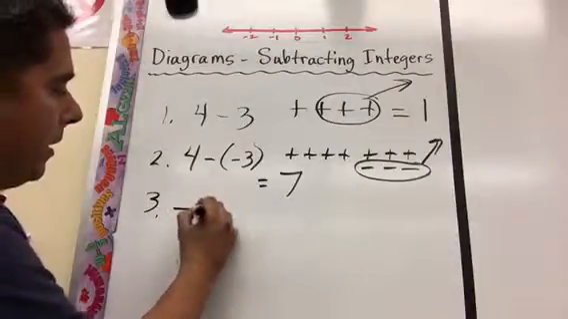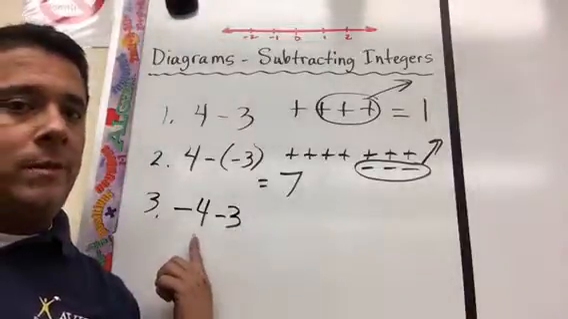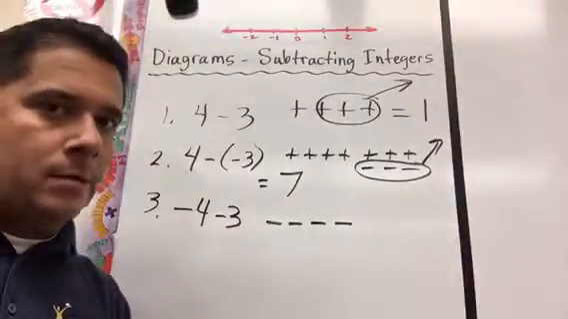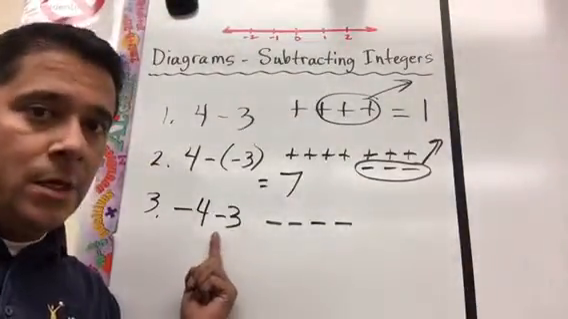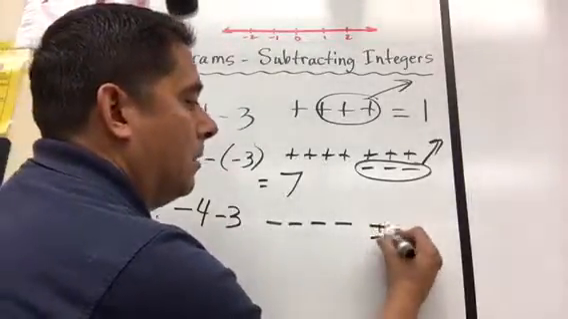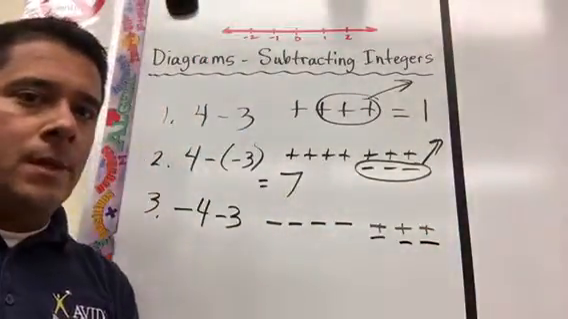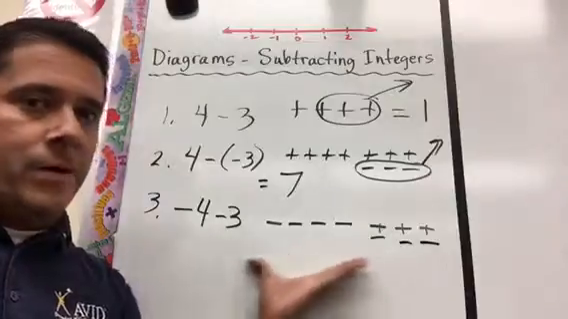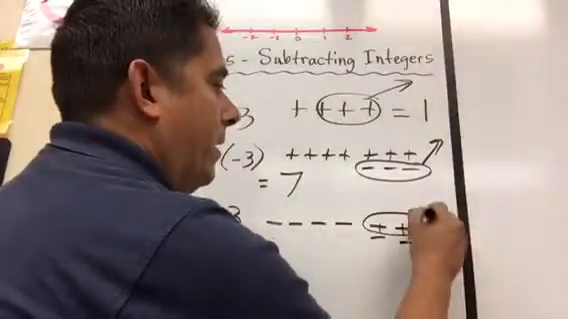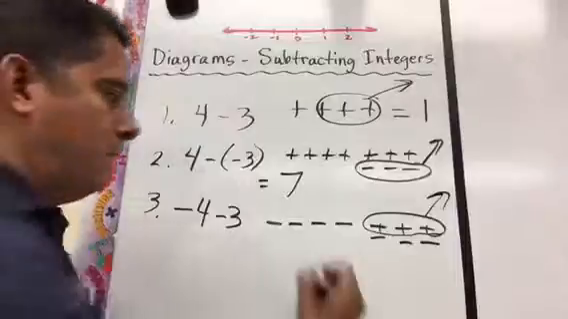Let's start with negative 4 minus 3. I'm starting with 4 negatives. What am I taking away? 3 positives. Do I have 3 positives? No. So I need to create 3 0 pairs. So now I'm still starting with -4, but now I can take away 3 positives. And when I take away those 3 positives, that will leave me with 7 negatives.